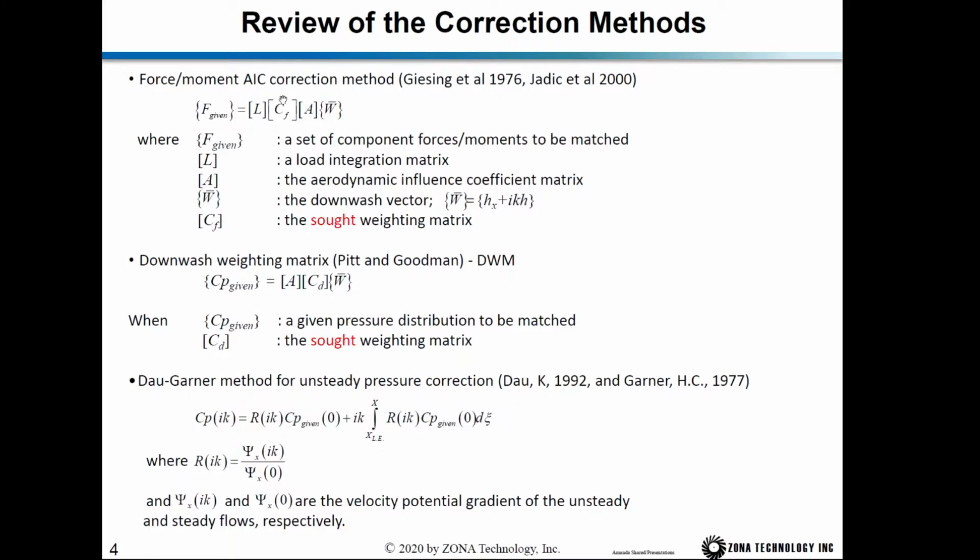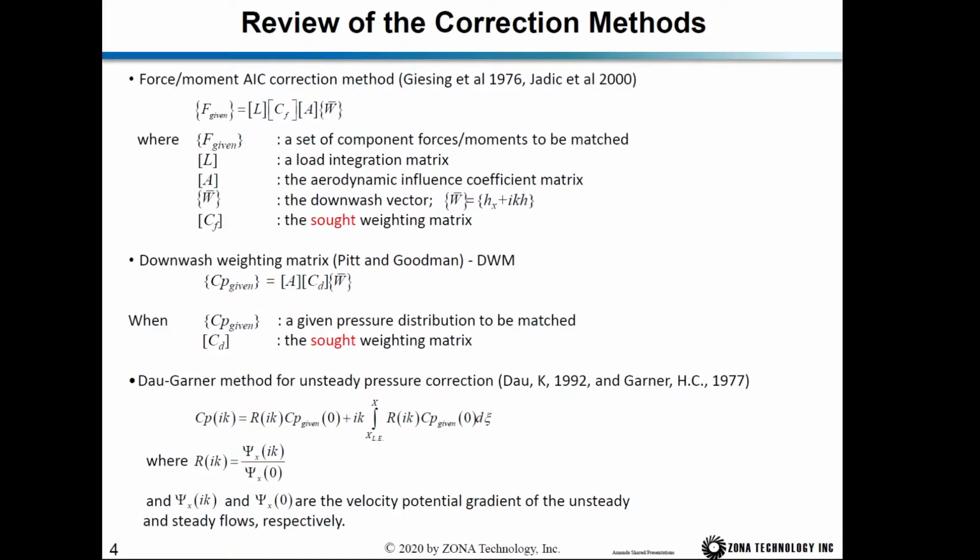And without the CF, the computed component loads may not match the given component loads. So using a Lagrange multiplier method, where we treat the given component loads as a constraint function, we can calculate the matrix CF. So the CF times A is called the corrected AIC.